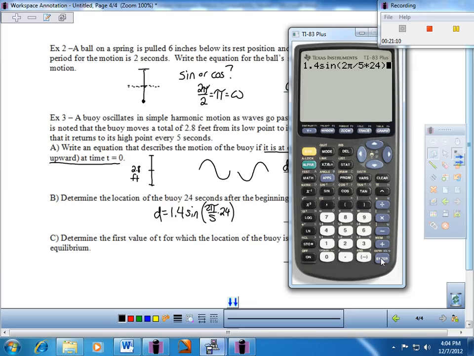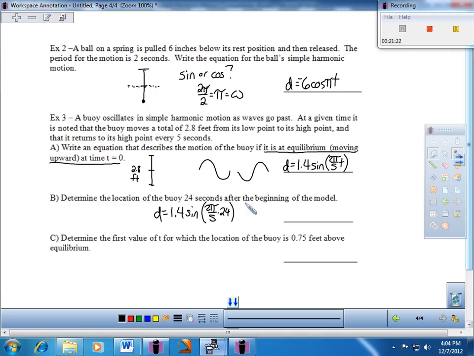Close that on off if you want. And that's what I get. So it looks like we have a displacement of about 1.33 feet, in this case, below the equilibrium. So I'm going to write it as this right here, and that's looking pretty good. As a matter of fact, after 24 seconds, we're sort of close to the bottom there. So this would be 1.4 above, and you don't have to write this, and 1.4 below, with that being the 0. Okay, wonderful.